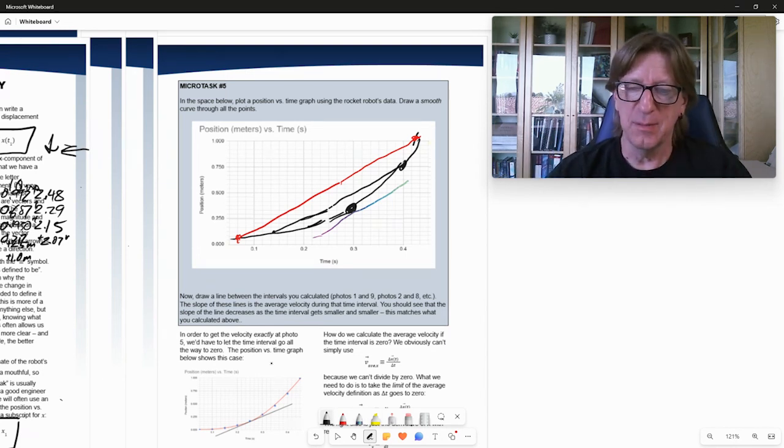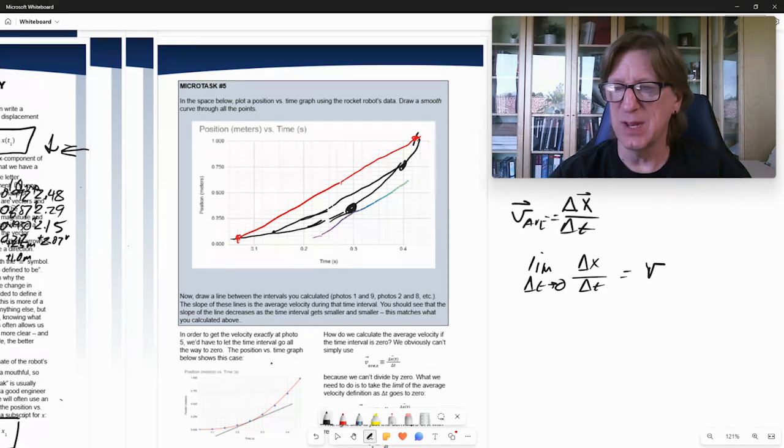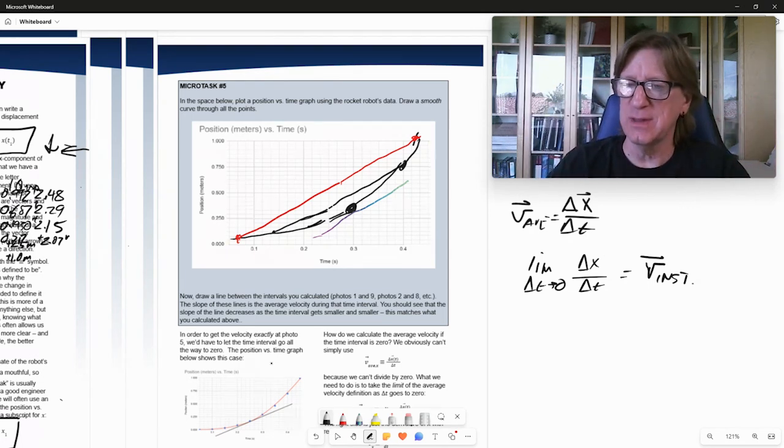So what I want, my velocity is equal to my change in position, which is a vector, this is the average, over the change in time, right? But I want delta t to go to zero. I want that time step to go to zero. So we have to take the limit as delta t goes to zero of delta x over delta t. That is my instantaneous velocity. That's the velocity exactly at point 5 without using any kind of averages or anything like that.